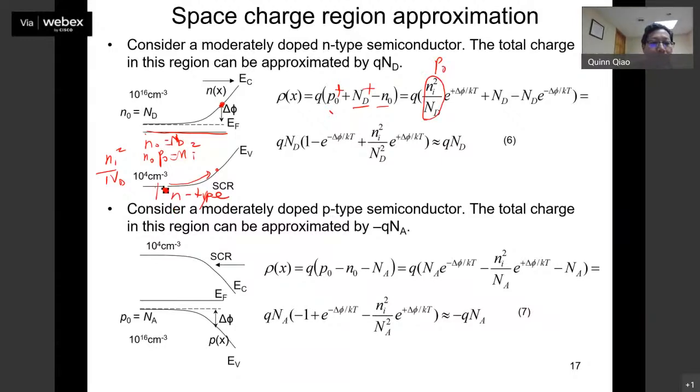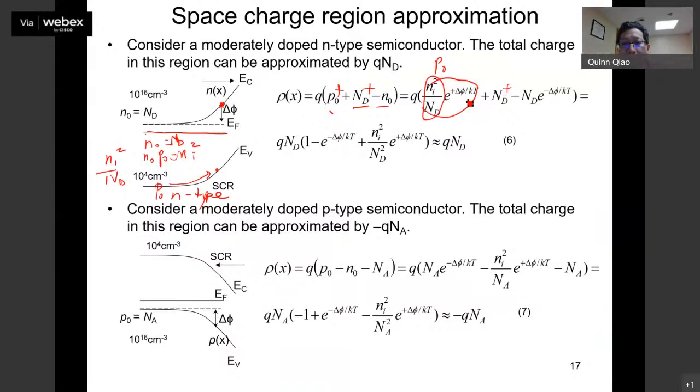My p0 is here. Now it goes to the top, the whole flow to the top, right? That's why exponential positive delta phi over kT, okay? That's the total thing about the p0, okay? And then the Nd here is still the dopant concentration, right?